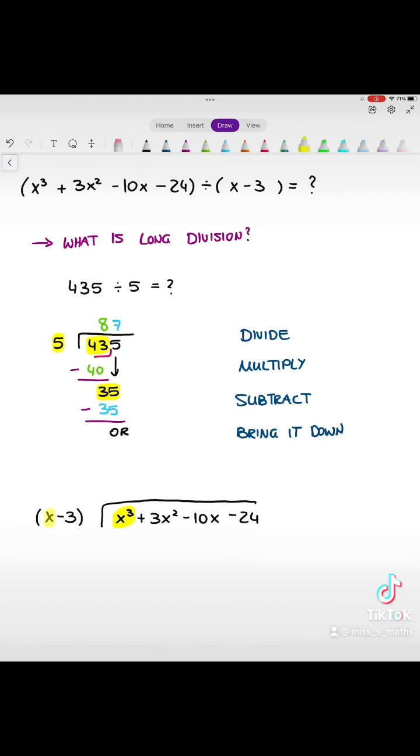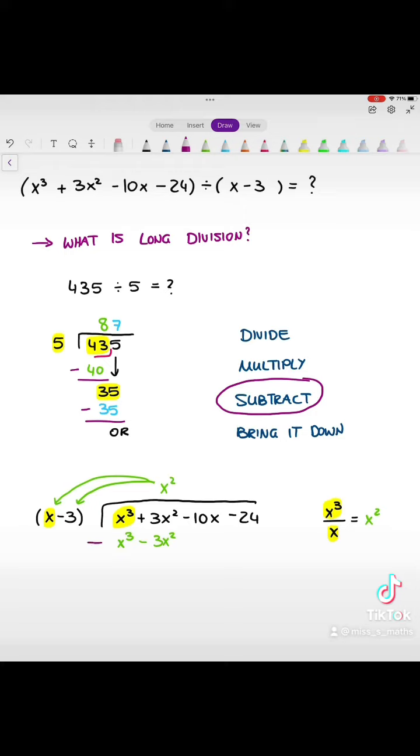Now, whenever we are dividing in algebra, we will just focus on the highest powers we have there involved. So x to the power of 3 is being divided by x, and the result is x to the power of 2. This x to the power of 2 is now being multiplied by x minus 3. So we get x to the power of 3 minus 3x squared.